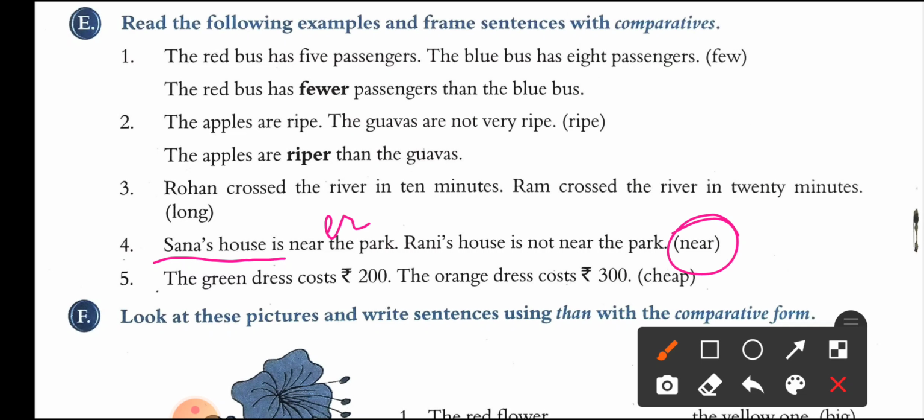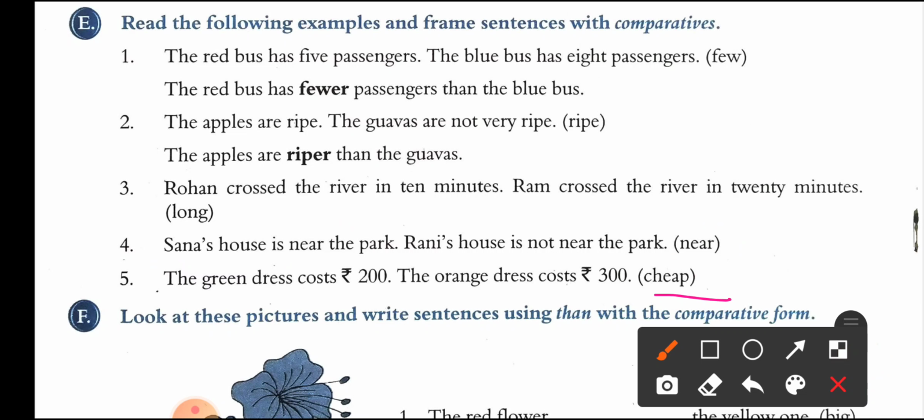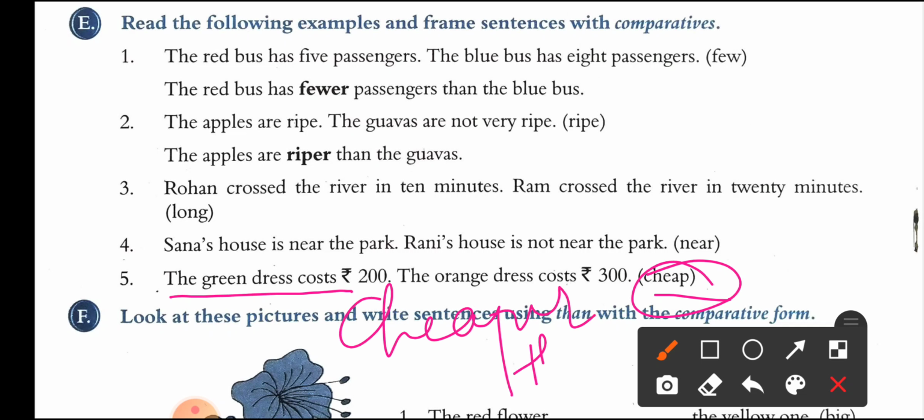Last one is the green dress cost rupees 200, the orange dress cost rupees 300, and the word which you have to use is cheap. Okay, so the answer is the green dress is cheaper than the orange. The green dress costs cheaper than the orange. So you can do, because cheap is given. The green dress costs cheaper, C-H-E-A-P-E-R, cheaper than the orange. Okay, so this is what we have learnt in exercise number E. I hope you have done.